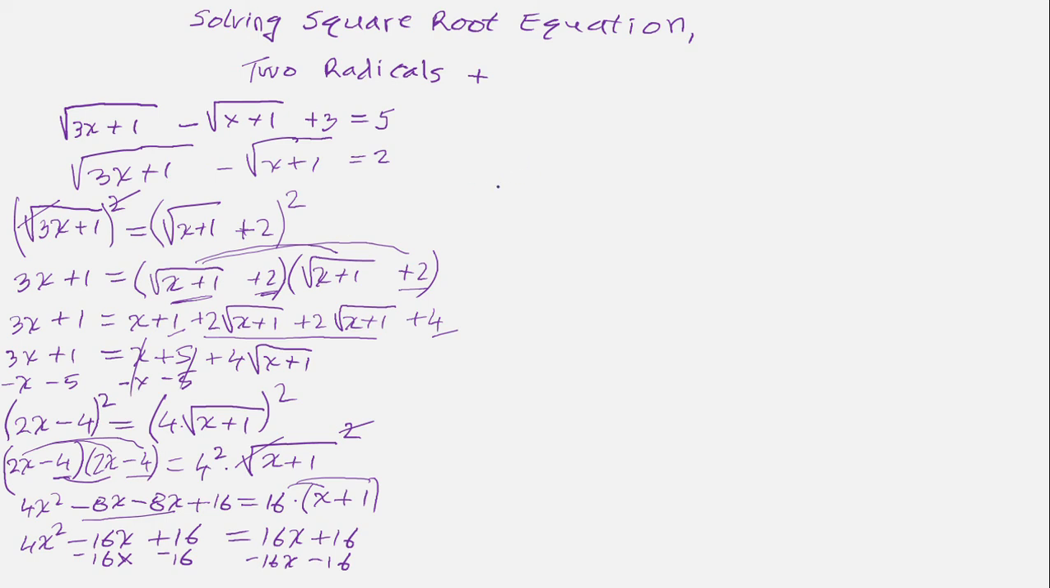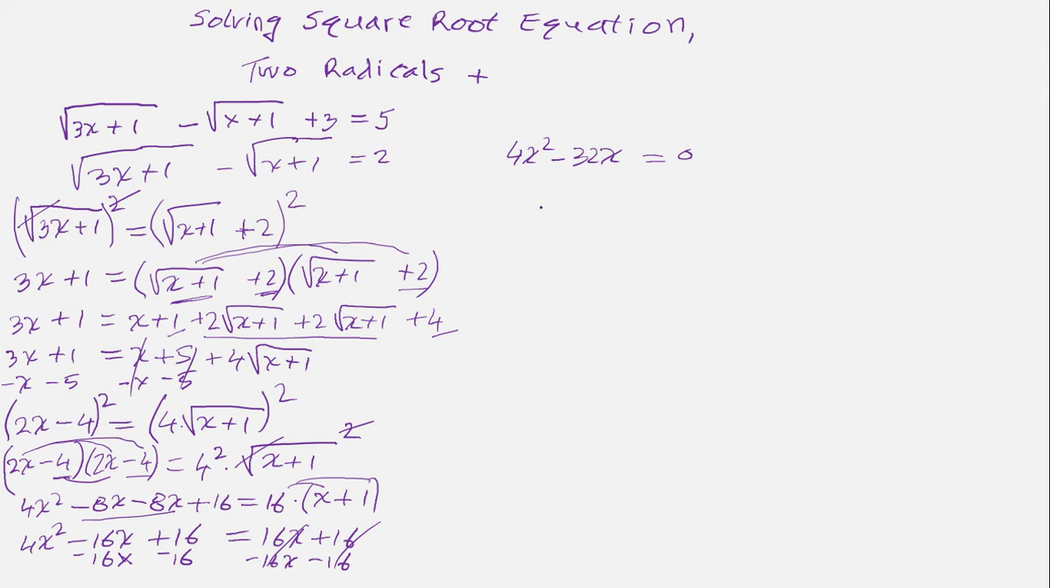And then what happens is this 4x squared still stays. Negative 16x minus 16x is negative 32x. And then 16 minus 16 goes away completely, so we just have equals. And on the right-hand side, everything goes away, so we have 0.